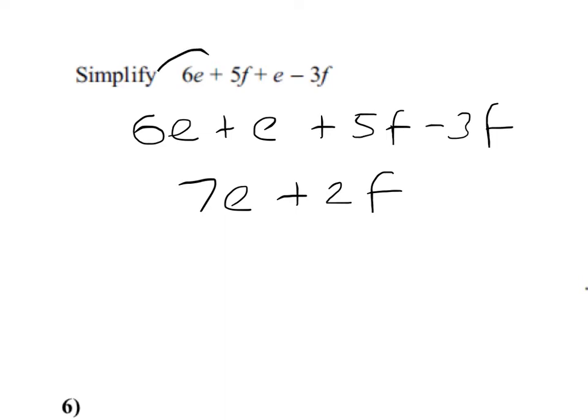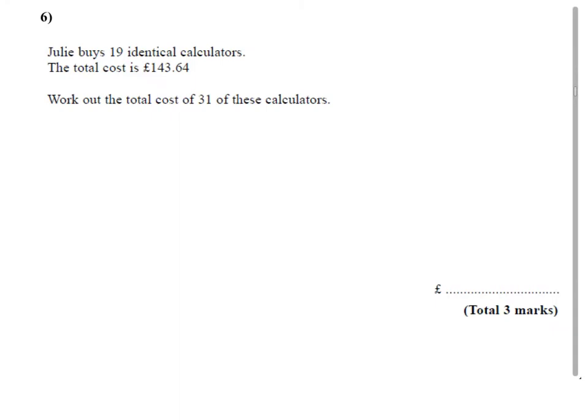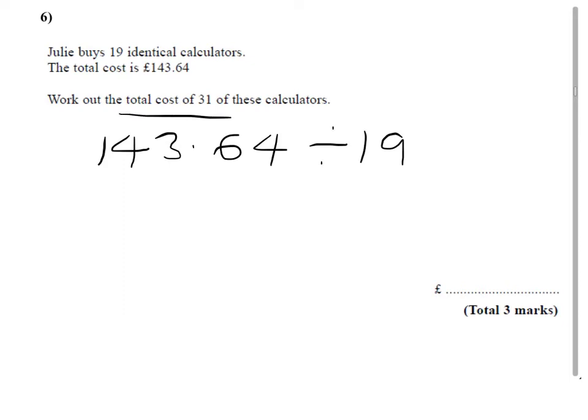Bring your E's together, 6E and E. It's going to give me 7E, and 5F subtract 3F gives me 2F. Nice easy marks. So we've got 19 calculators costing £143.64. So if we divide by 19, we'll find the cost of 1. But we want the cost of 31.